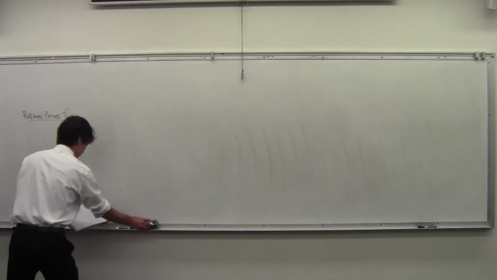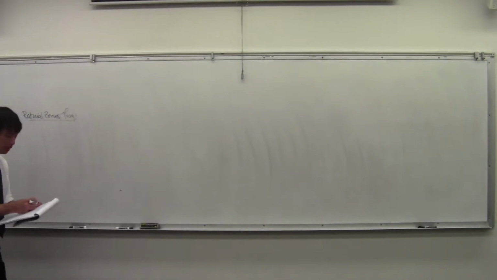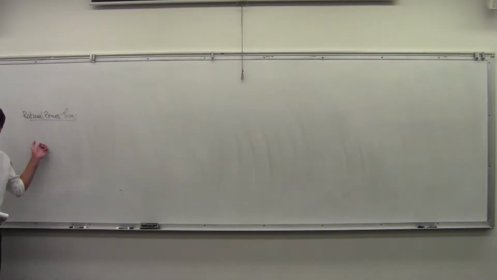Rational zeros theorem. Okay, so this one says, remember what we were talking about. One of the proofs that we did last time was to show that the square root of 2 was irrational. Okay. This is another way that one might see that the square root of 2 is irrational.